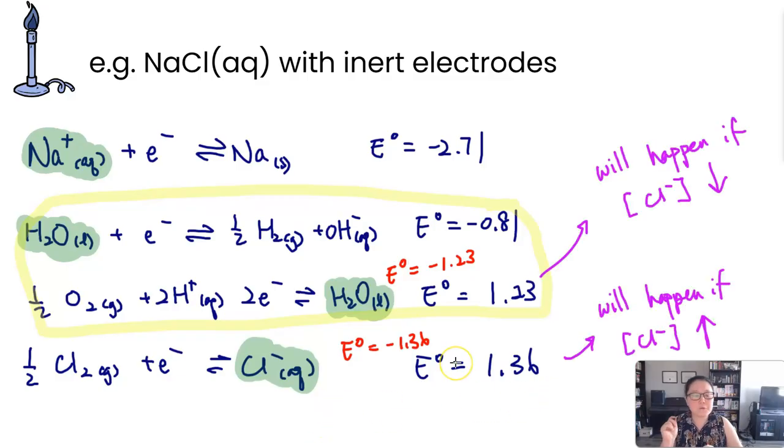So whenever you see chlorine ions in an aqueous solution and you're doing an electrolytic cell, take care of the concentration of the chlorine ions. If the chlorine ions are high in concentration, then this is actually the half reaction that will happen at your anode. And then if your chlorine ion concentrations are low, this is the one that will happen.